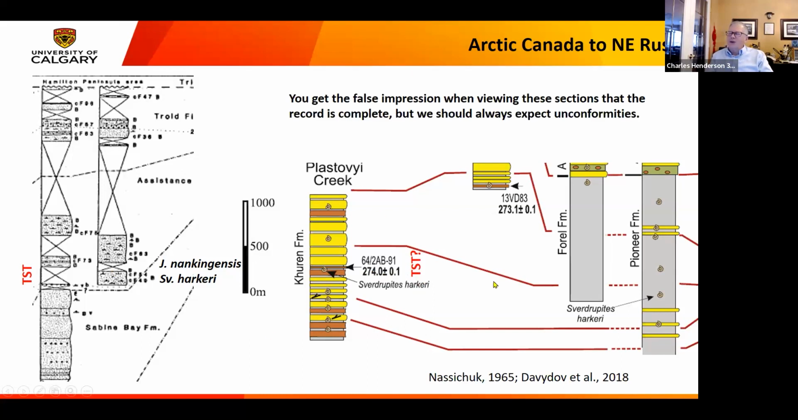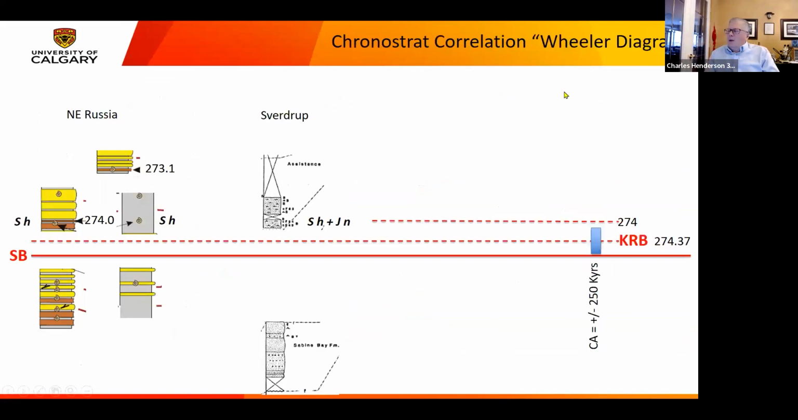So when you look at a section of these sort of types, when you draw them up in here, it kind of gives you a false impression that the record is complete. But there's always unconformities. And that's where trying to build a chronostratigraphic diagram plays into it. So here's the beginnings of my chronostratigraphic figure in here.